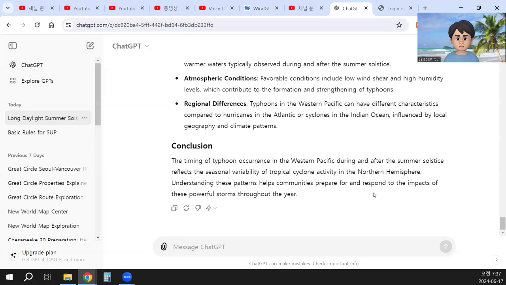Okay, I reviewed some of the daytime around the summer solstice. This is a very important part, and the same applies to the duration of nighttime.